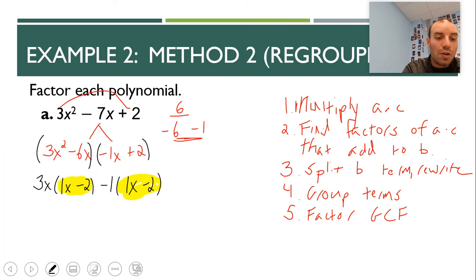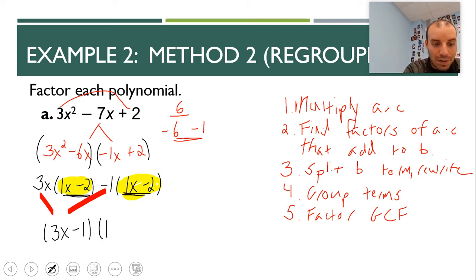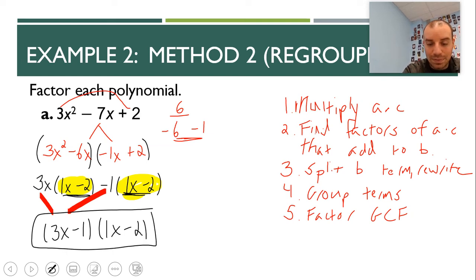Now, you're almost done. One of your factored forms is going to come from what you've factored out of each of those. So that's going to be, in this case, 3x minus 1. Your second factored form is going to come from your repeated one. We only write it once. 1x minus 2. And there's your final answer. Okay?